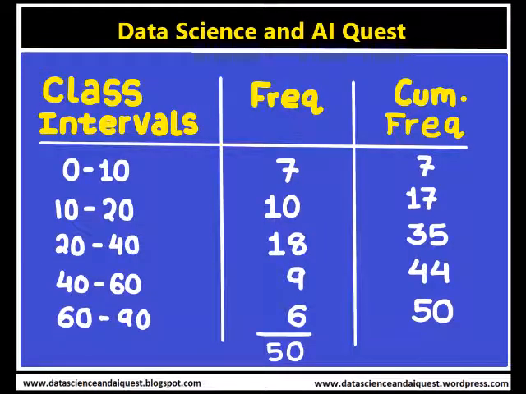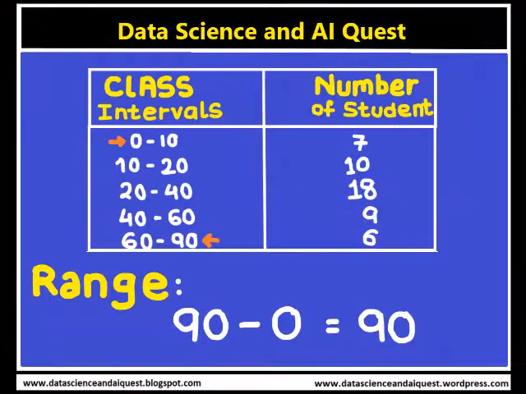In this slide, one can see the class intervals listed along with the number of students corresponding to each class interval. The class interval 0 to 10 has 7 students. For the class interval 10 to 20, the number of students is 10. For the class interval 20 to 40, we have 18. Then we find the range. The range is 90, obtained by calculating the highest minus the lowest. So we get 90.